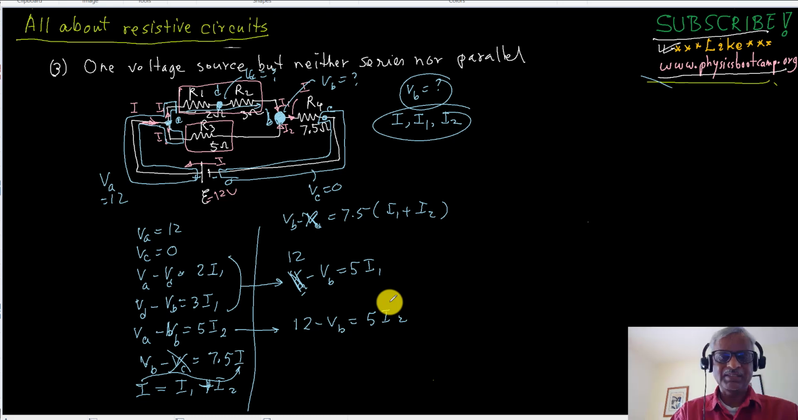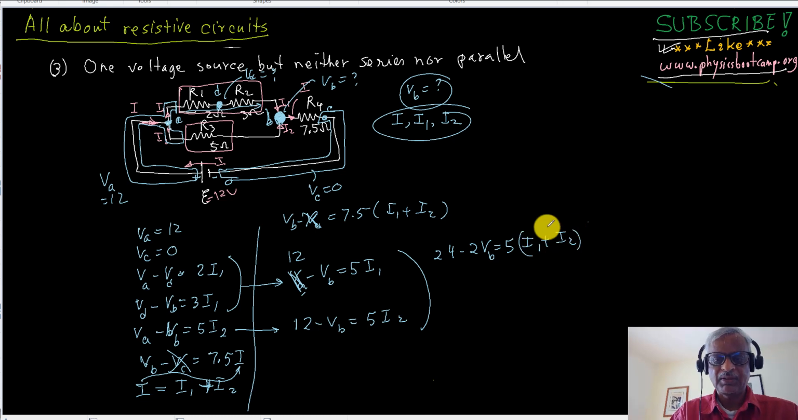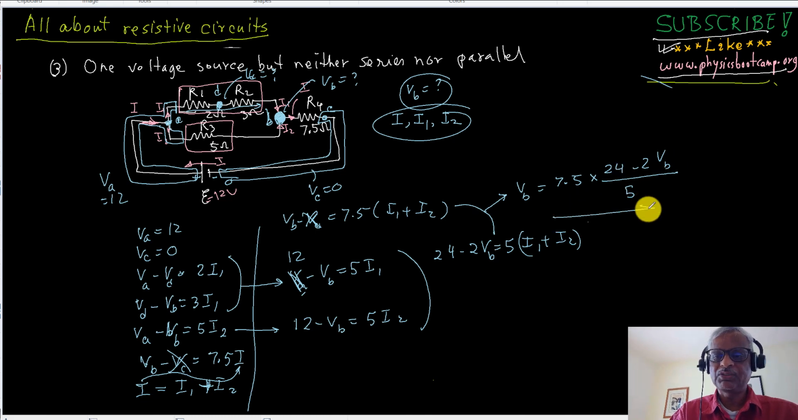So I can see that if I add these two, right? This will be 24 minus 2VB is 5 times I1 plus I2. From here and here I can get one equation in VB, and that would be VB equals 7.5 times this over 5, 24 minus 2VB over 5, and then you can solve for VB.